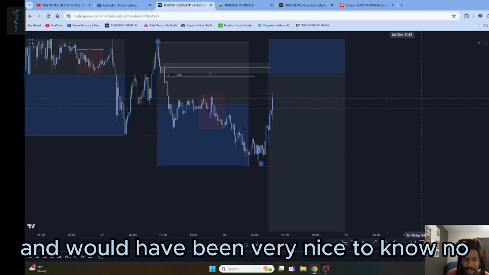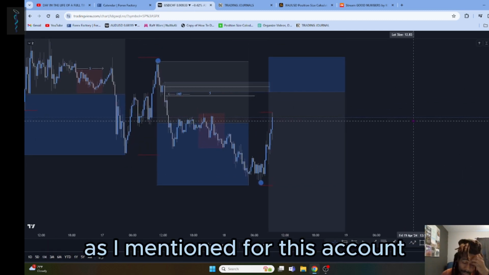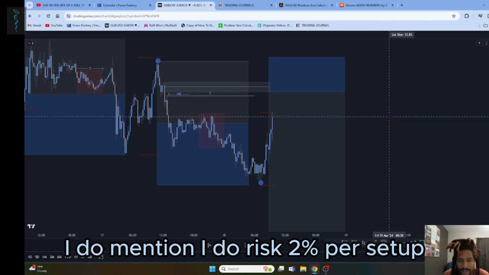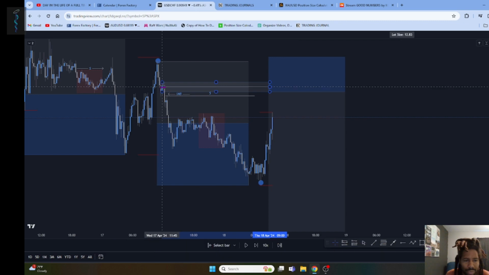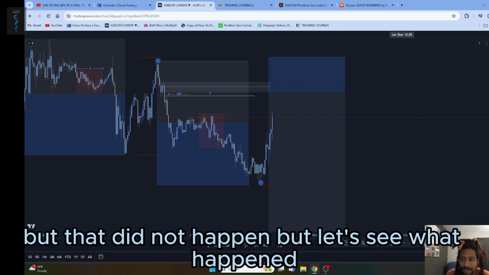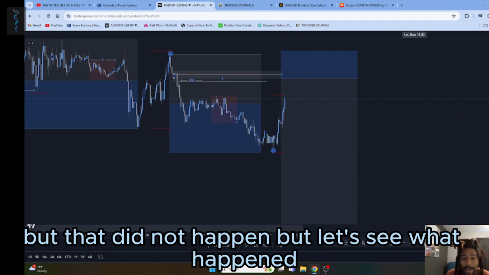That would have been very nice. As I mentioned, for this account I risk 2% per setup, so that would have been about 10K right there, but that did not happen. But let's see what happened.